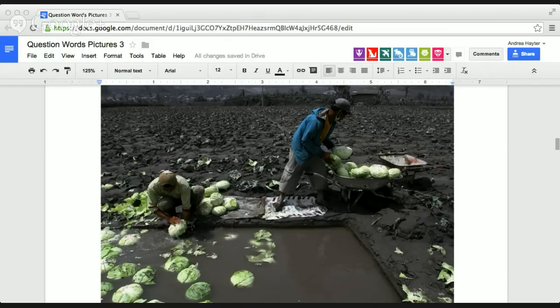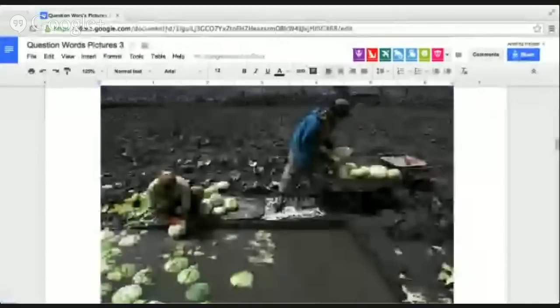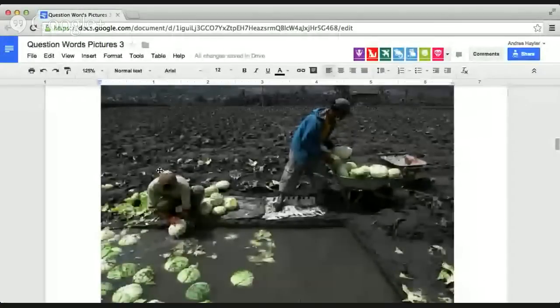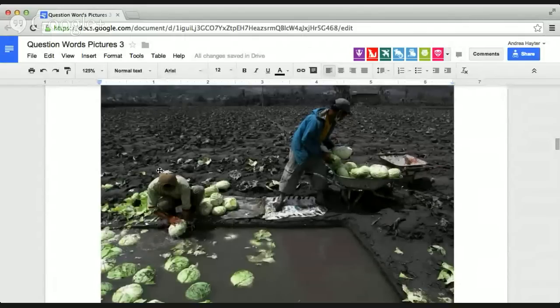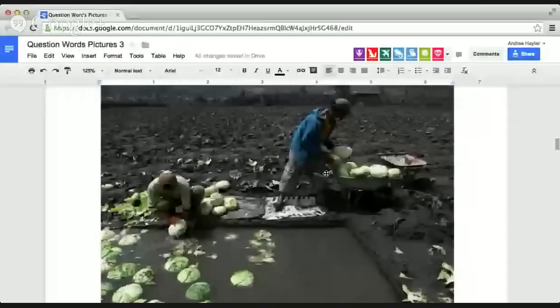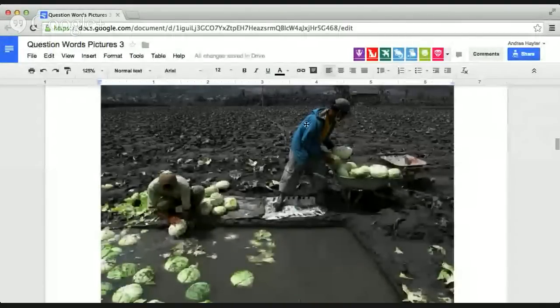And then this is in Indonesia, in the North Sumatra province. So big volcanic eruption, volcano erupted in Indonesia. It left ash all over the field. So they're harvesting the cabbages, they're taking them out of the ground, and they also have to wash them. So everything is black, everything is covered in this ash from the volcano. You also see the guy standing up with the wheelbarrow. He has something on his face. It looks like a mask, some kind of a face mask, so he doesn't breathe in all of the ash.